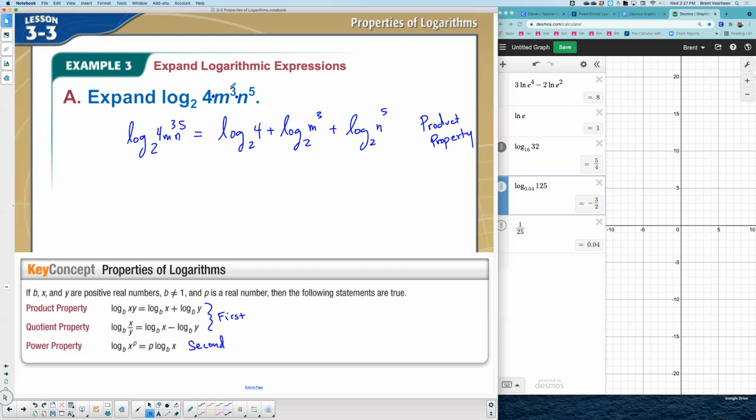Now, the reason I do product property first is if you tried to move your powers to the front, it would have thrown off these logarithms. You first have to expand it so they're separate, and now we can do the power property. What does the power property tell us about our powers? They become coefficients in front of their own individual logarithm. So this will have a 3 out front, and this will have a 5 out front in the coefficient. So this will be equal to log base 2 of 4 plus 3 log base 2 of m plus 5 log base 2 of n. What property was that? That was our power property.